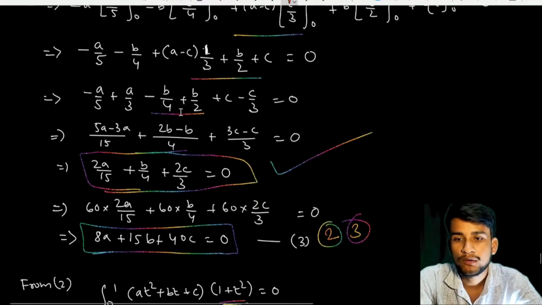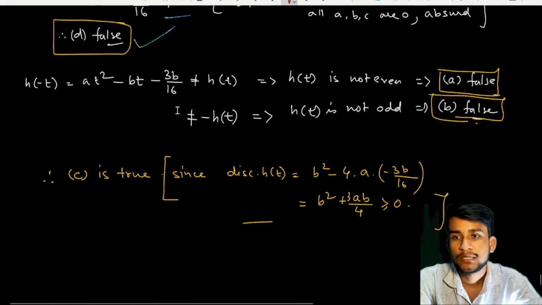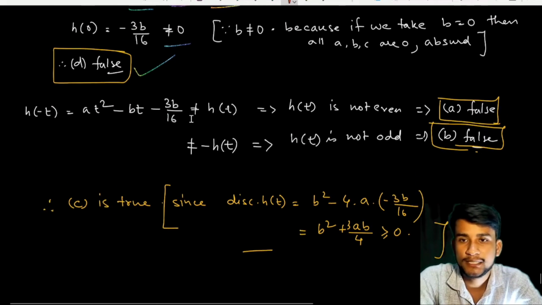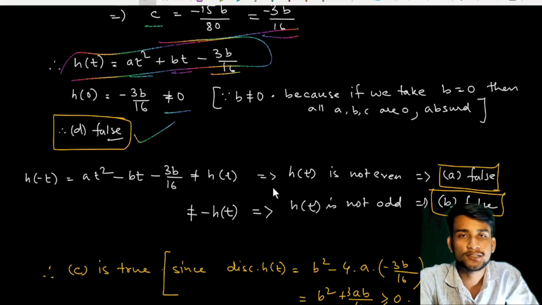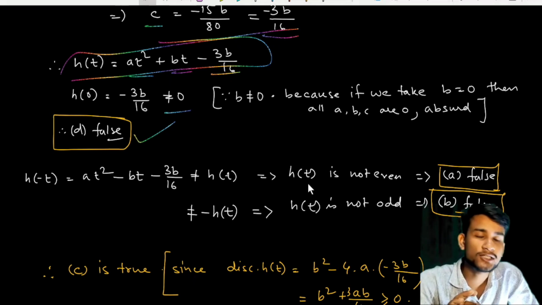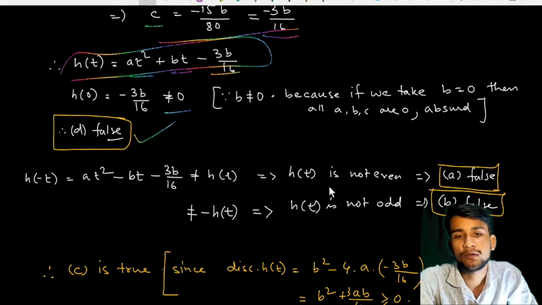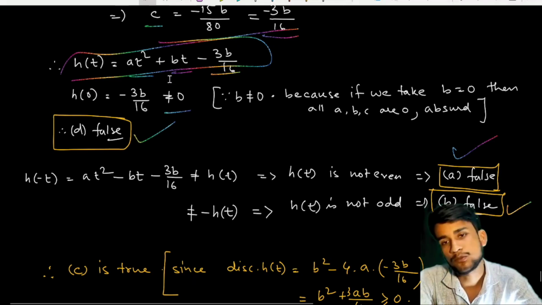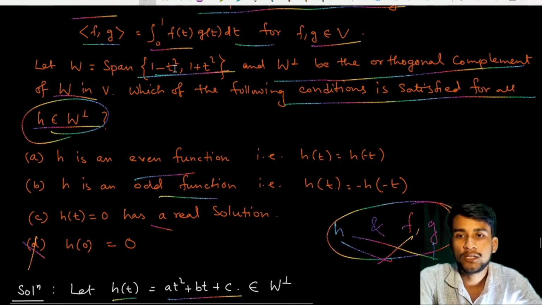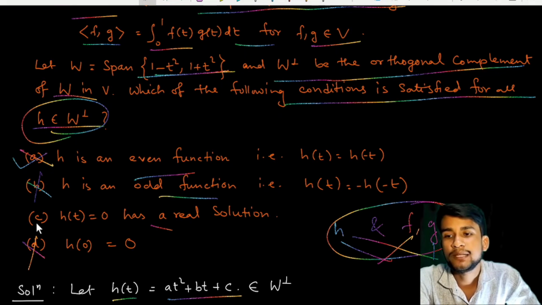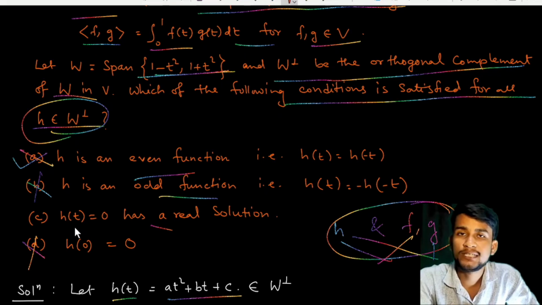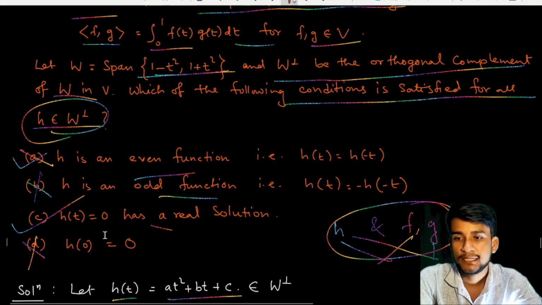Now we come to the other options. h(-t) is not equal to h(t), and h(-t) is not equal to minus h(t). Therefore this is not an even function and not an odd function, so option a is false and option b is also false. If we discard the remaining three options, we can say that the third option, that h(t) equals 0 has a real solution, is the true option.